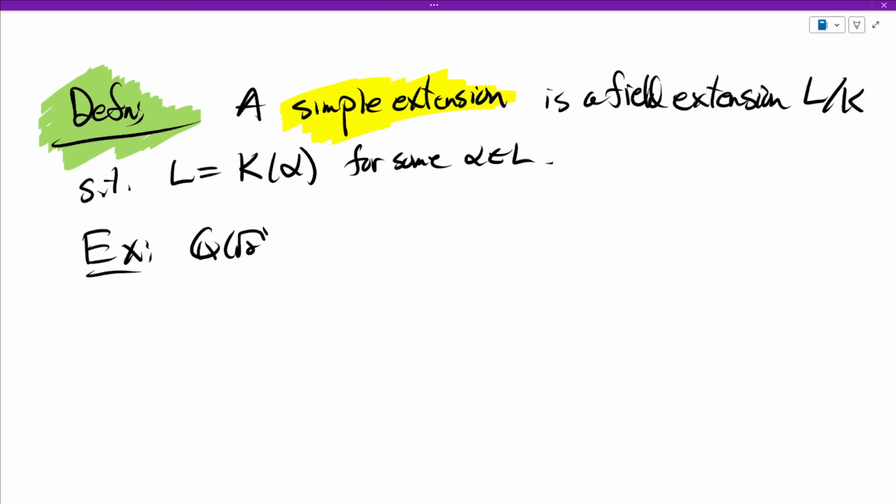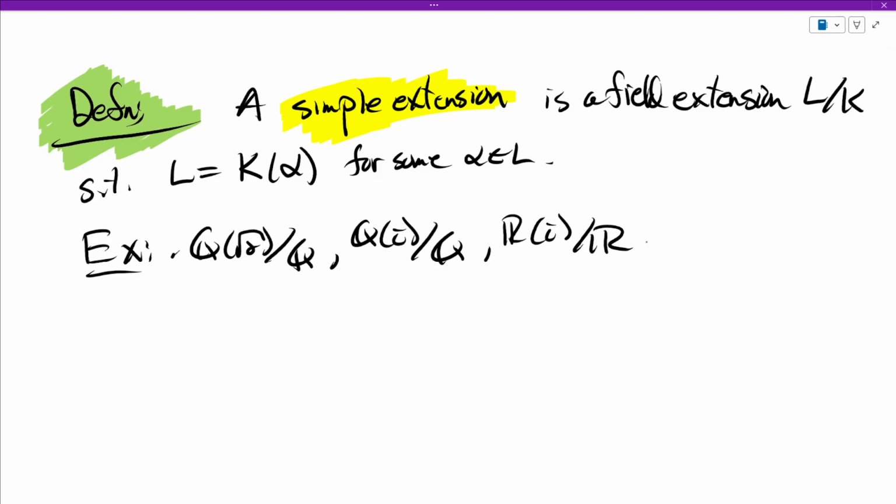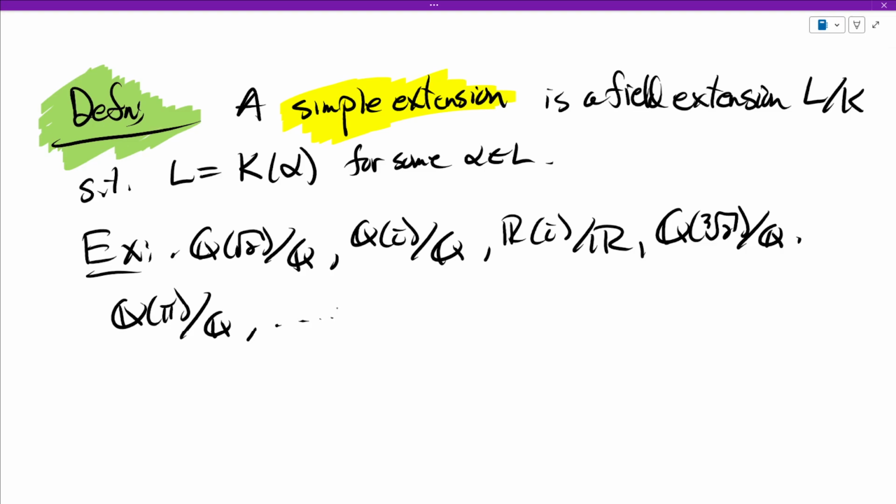Q adjoin root 2 over Q is a simple extension. Q adjoin i over Q is a simple extension. R adjoin i over R is a simple extension. Q adjoin the real cube root of 2 over Q is a simple extension. Let's see, Q adjoin pi over Q is a simple extension because we just add in a single thing. We add in pi, and so on. So a lot of the ones that we've seen are simple extensions.